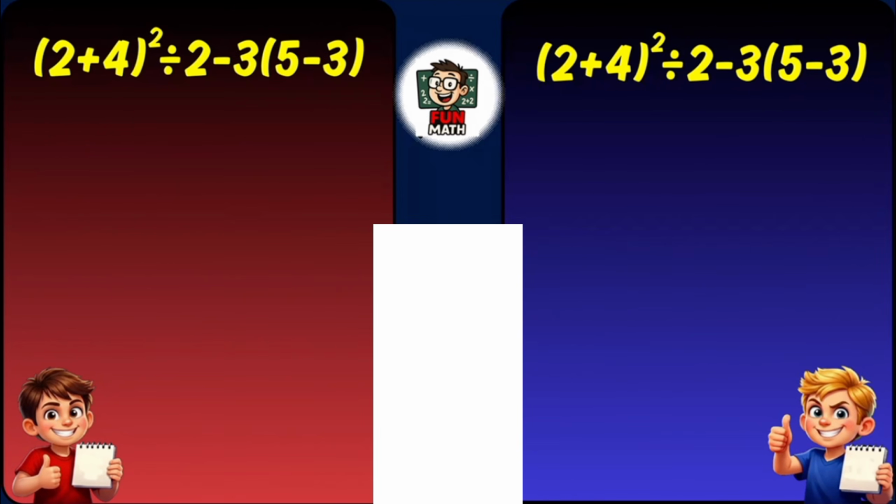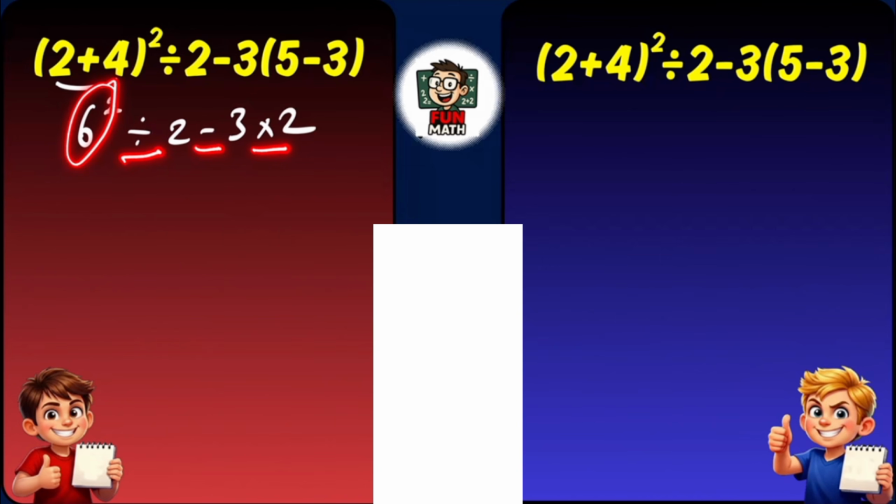Okay, let's start with the first solution. Parentheses, addition, power, exponent, division, subtraction, multiplication, parentheses, subtraction. Okay. First, parentheses, 2 plus 4 equals 6. Exponent, 5 minus 3 equals 2. Now, there are exponent, division, subtraction, multiplication.